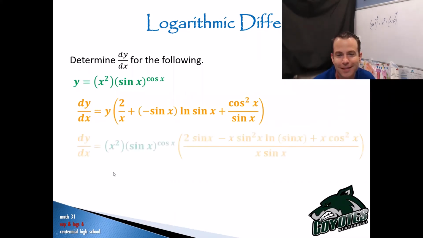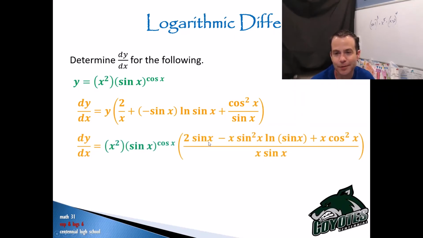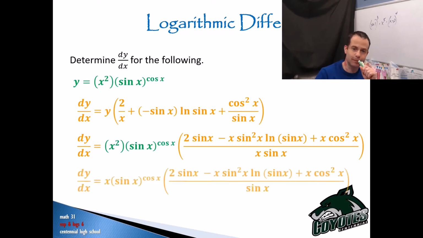So I've replaced my y, and then I've got that common denominator that I was talking about. Okay, so I've got 2 sine x, and then remember I multiplied this guy by x and by sine x, so that gives me negative x sine squared x ln sine x. And then the last guy I had to multiply by the x, so that was x cos squared x. Okay, now one of my x's will divide out, x squared divided by x. Can't really touch the sine because of the exponent that's there. Okay. But I did simplify out my x.